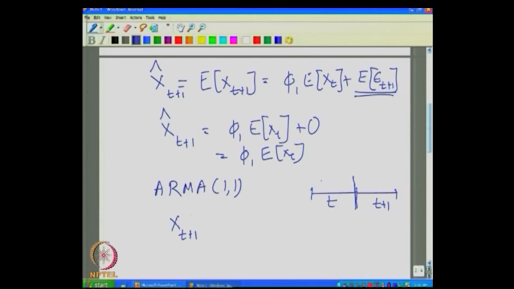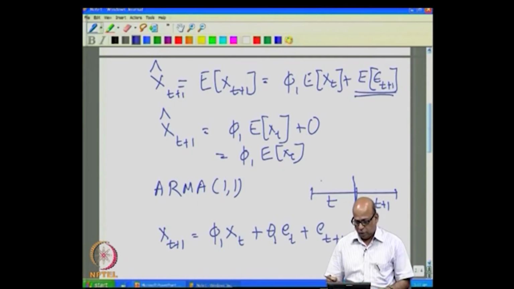So, we will write this as x t plus 1 cap is equal to expected value of, I am sorry, I will write the model first. So, we write the ARIMA 1 model for x t plus 1 as equal to, I have one AR term, so I will write this as phi 1 into x t. I have one MA term, so I will write this as theta 1 into e t plus e t plus 1, because I am writing for time period t plus 1.